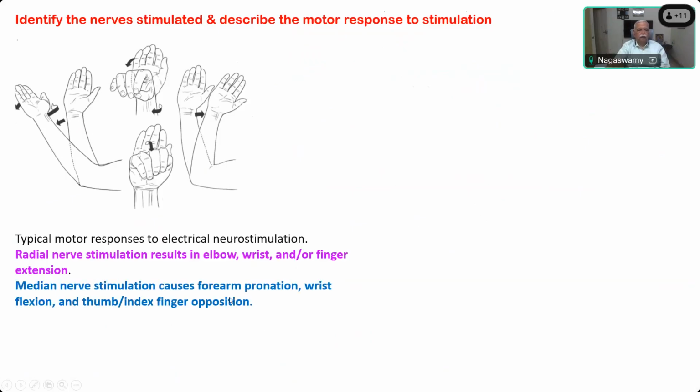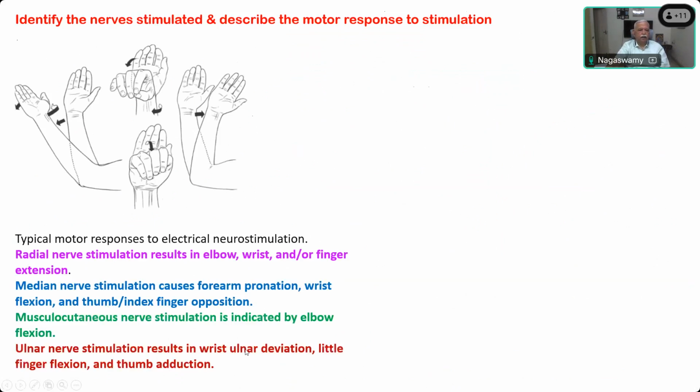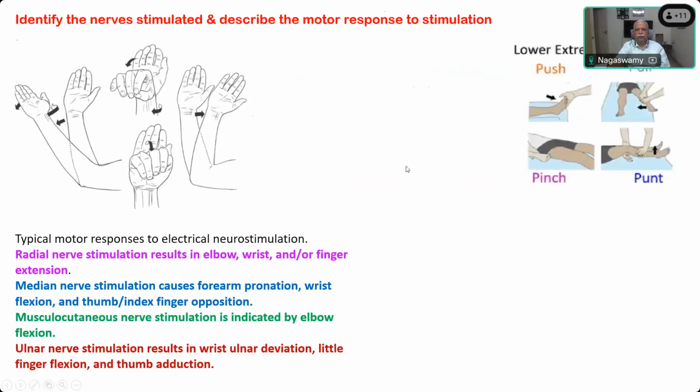Median nerve stimulation causes forearm pronation, wrist flexion, and thumb and finger opposition. You can see this opposition is there. Musculocutaneous nerve stimulation causes elbow flexion. And ulnar nerve stimulation causes wrist deviation, little finger flexion, and thumb adduction. We use the ulnar nerve for neuromuscular monitoring, so there the thumb adduction is the motor response.